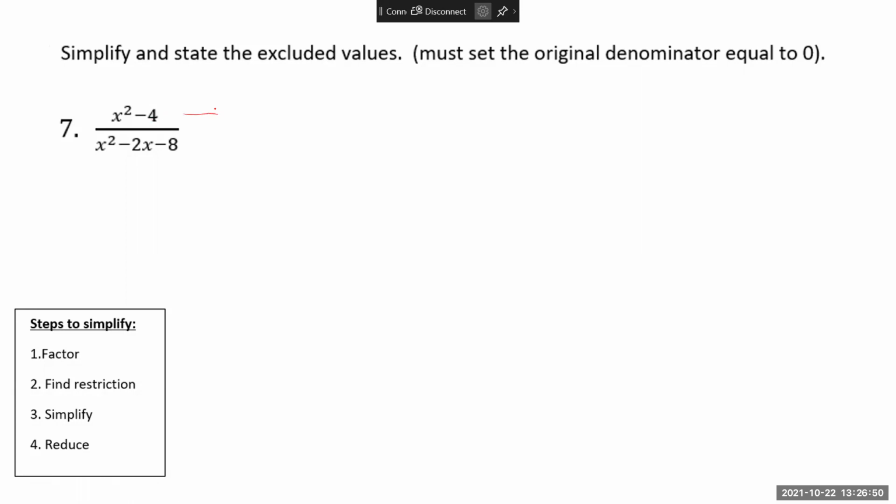The top is a difference of squares. X minus 2, x plus 2. The bottom, 3 terms. I'm looking for something that multiplies to -8 and adds to -2.